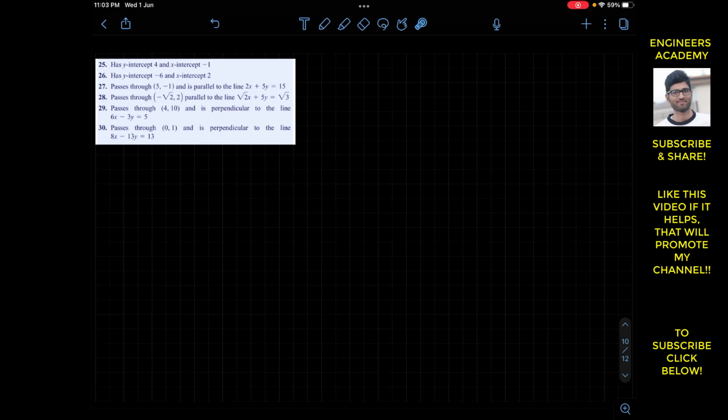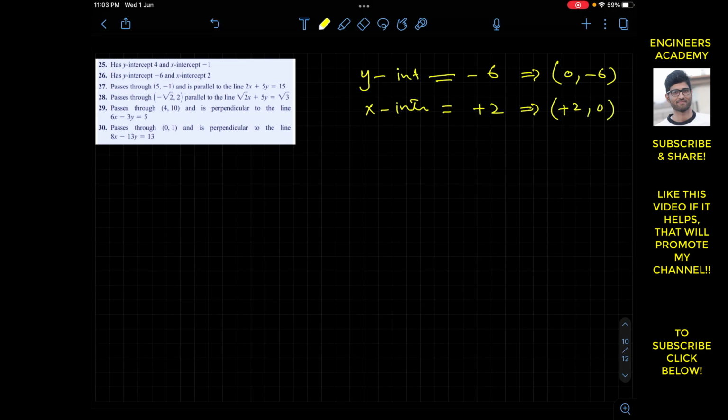Now the next problem is problem 26, and it says to find the equation of the straight line which has y-intercept equal to -6 and x-intercept equal to 2. So the y-intercept is -6 and the x-intercept is +2. At the y-intercept the x-coordinate of the point is 0, so this is (0, -6). At the x-intercept, where the line intersects the x-axis, the y value is 0, so this is (2, 0).